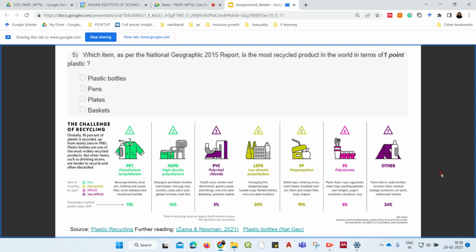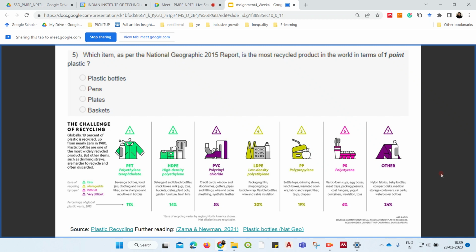The first is ease of recovery of the material, and then the physical and chemical processes that are involved in the recycling. Then PVC, that is polyvinyl chloride. It is used in manufacturing items like credit cards, window and door frames, gutters, pipes and fittings, wire and cable sheathing, and synthetic leather. So you see all the items which are being produced, like credit cards, window door frames, gutters, etc.